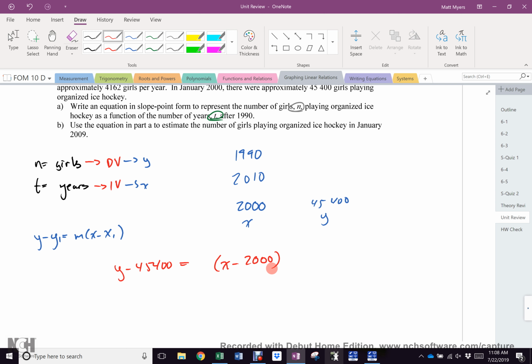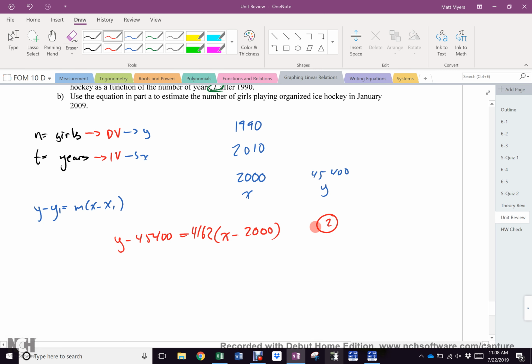Pardon me? It would be the change in DV over IV. Yeah. So how many more girls played every year? What's the rate of change? 4,162. And there's your equation for 2 marks. If you didn't figure that out, you're not going to be able to have done B.